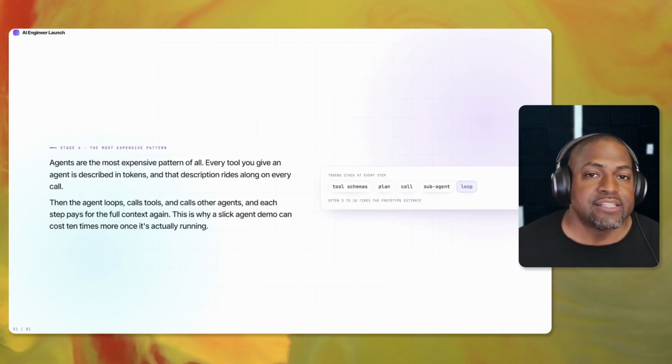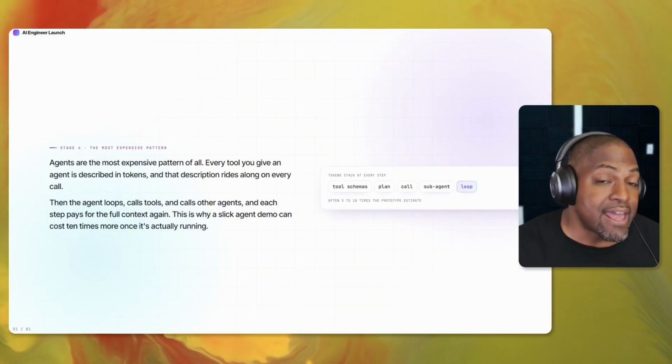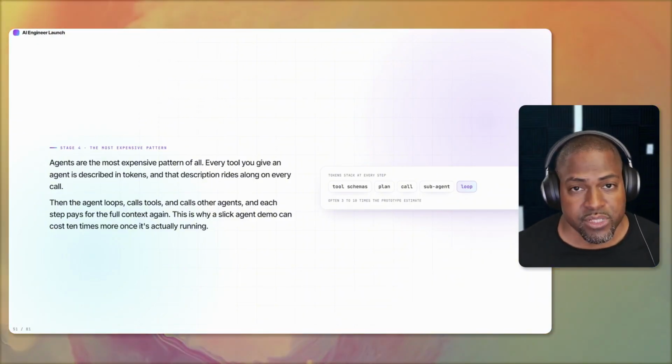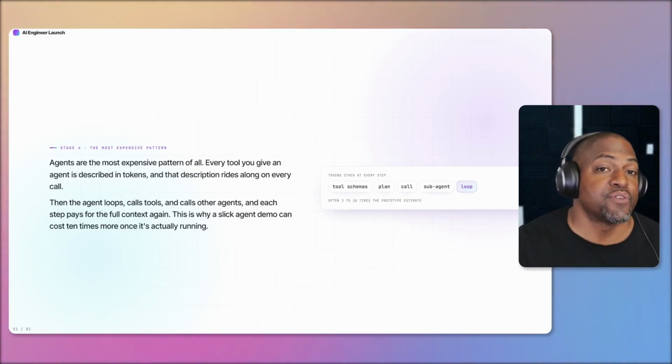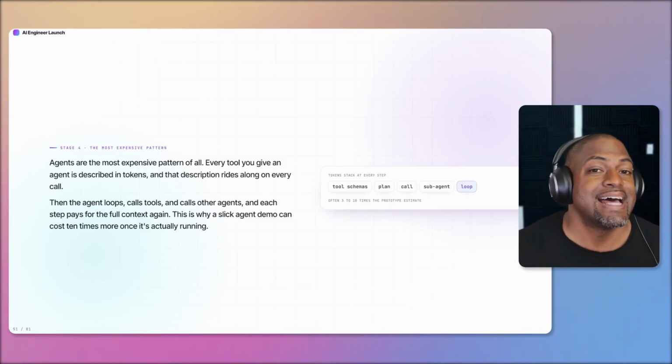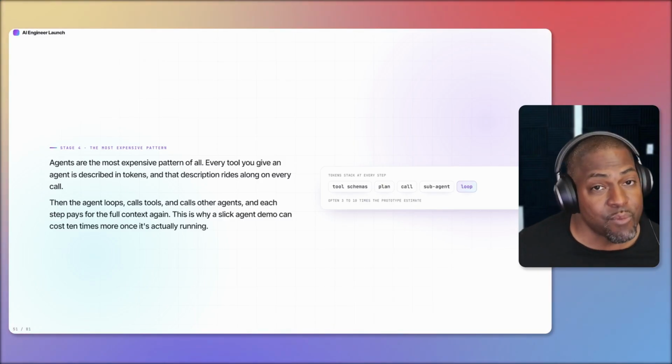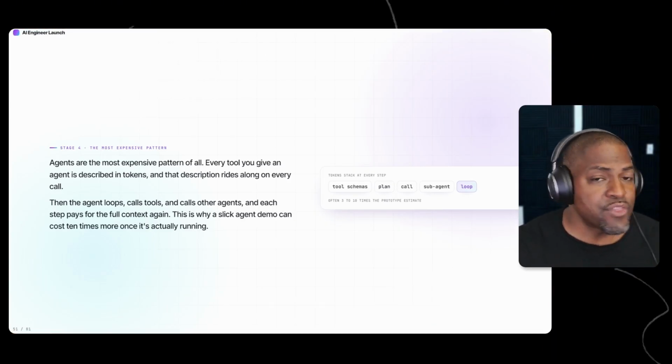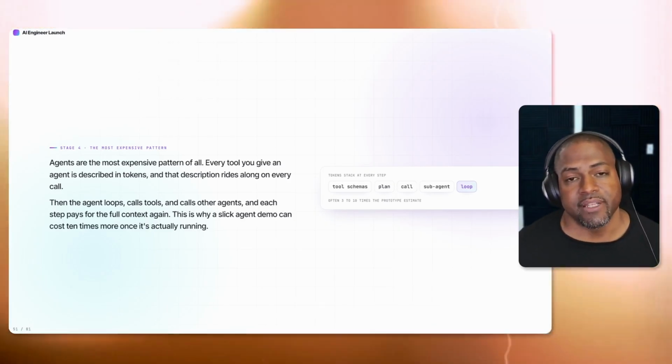Every tool I give an agent is described in tokens and rides along on every call. The agent loops, calls tools, calls other agents. Each step pays for the full context again. This is why a slick agent demo can cost 10 times more once it's actually running, often 3 to 10 times the prototype estimate.